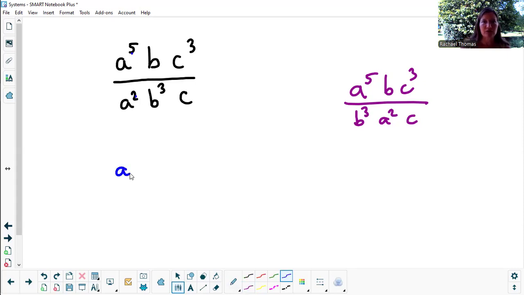5 minus 2 is 3. Ooh, 1 minus 3 is negative 2. And 3 minus 1 is 2. Notice how I put a 1 on each of those?